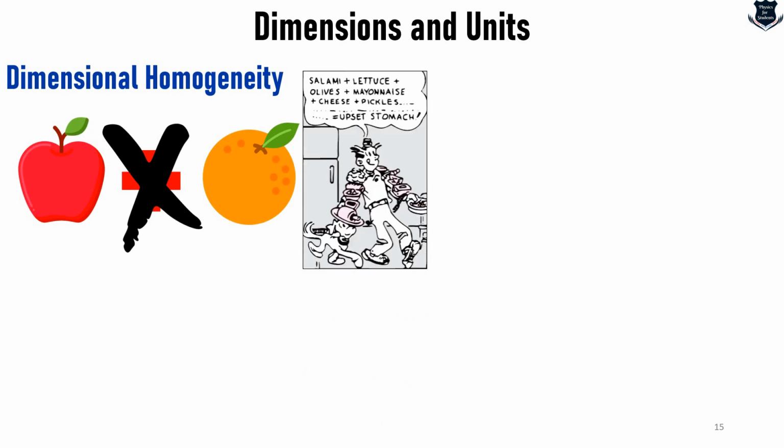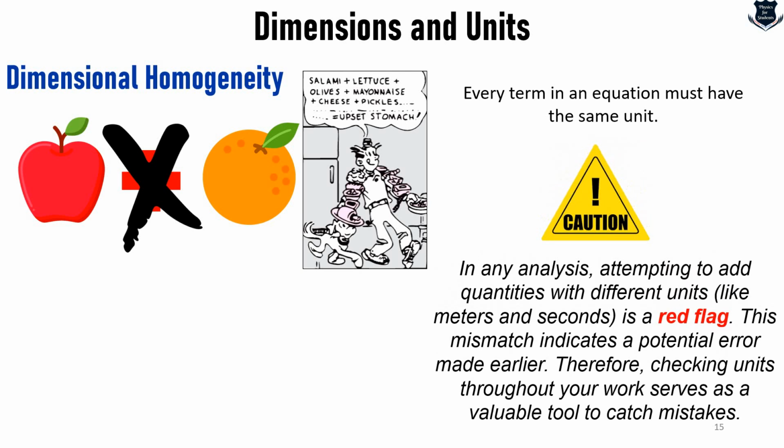So here is a nice figure. Salami plus lettuce plus olives plus mayonnaise plus cheese plus pickles would ultimately lead to Thomas's upset stomach, although salami is one of my favorite foods. This is trying to tell us that too many heterogeneous dimensions would not help. So every term in an equation must be reduced to the same unit.